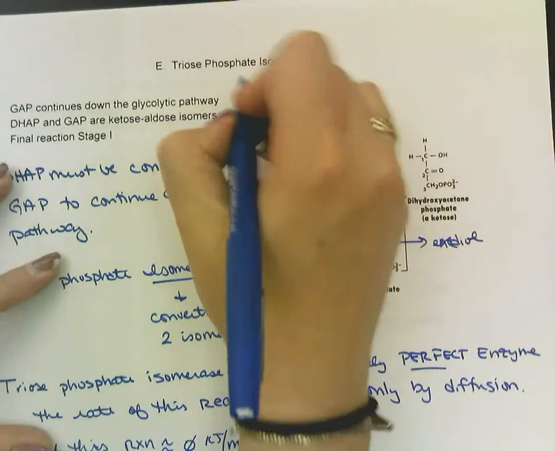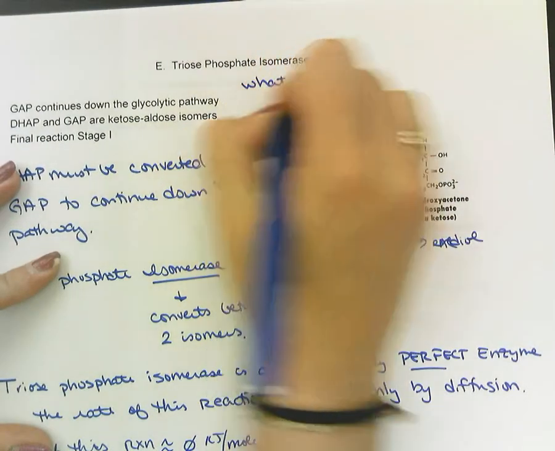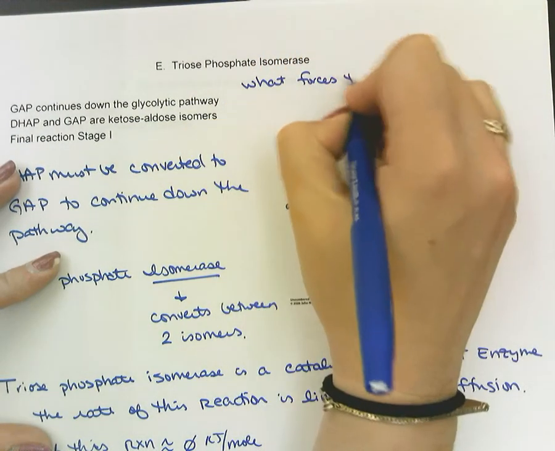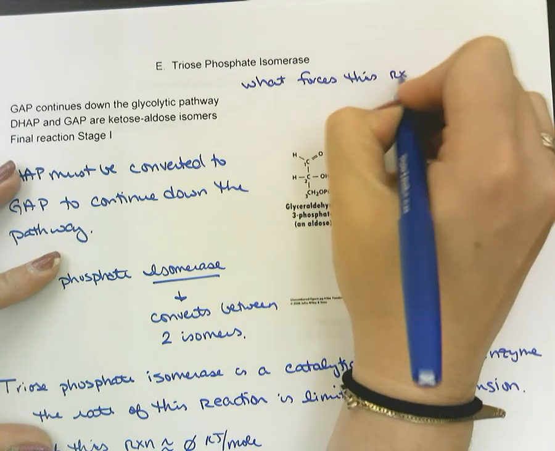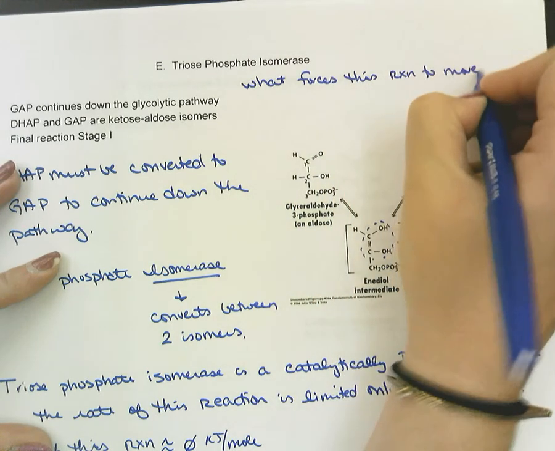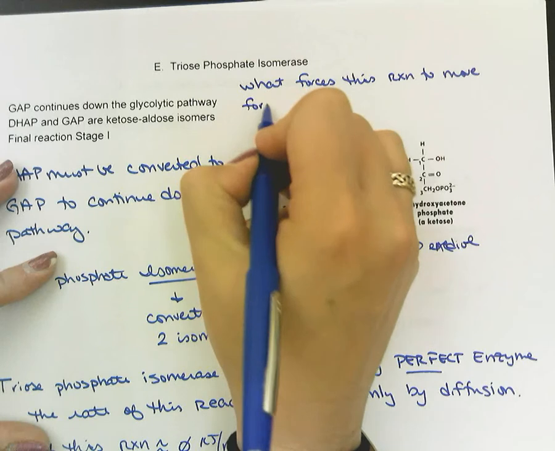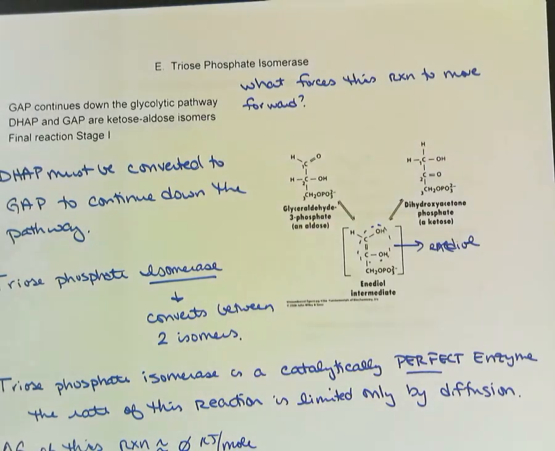Excellent question. I'll write down the answer up here. So if it's exactly at delta G is 0, it's catalytically perfect. It could just move GAP to DHAP, DHAP to GAP, just flip them back and forth over and over and over again.